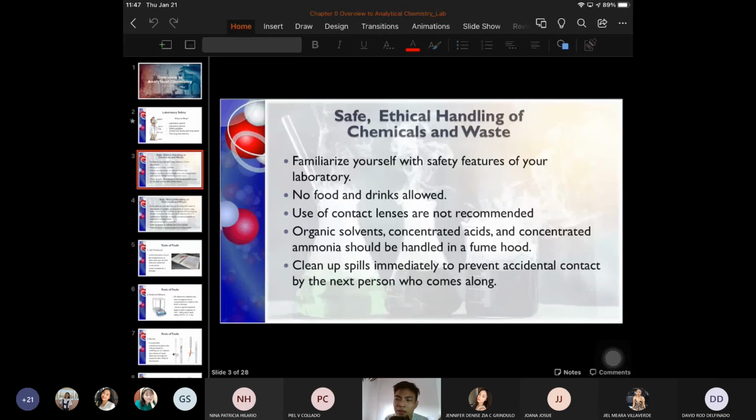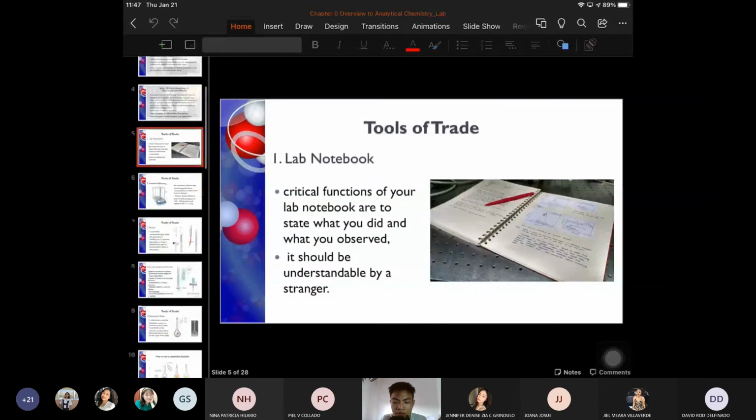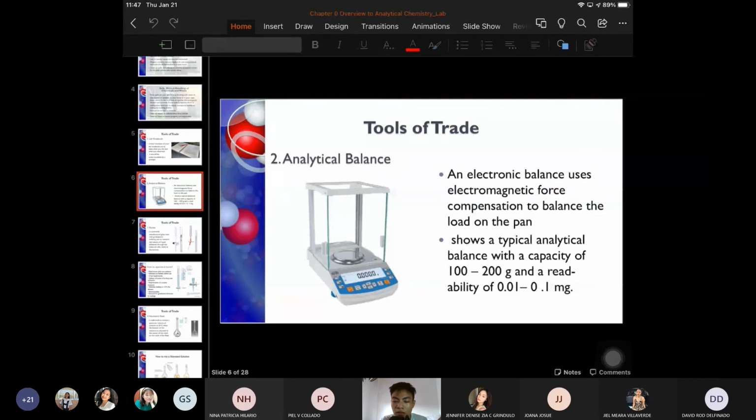So hindi yan yung first time na makikita nyo siya. Pagdating nyo, pag kayo ay naging RMT, magsasawa kayo sa MSDS, no? Okay, so yan lang. Be careful with the chemicals. And of course, tools of trade, dapat familiar na tayo with them. Lab notebook, important yan. And balance, this is used when measuring the mass or the weight of your samples.